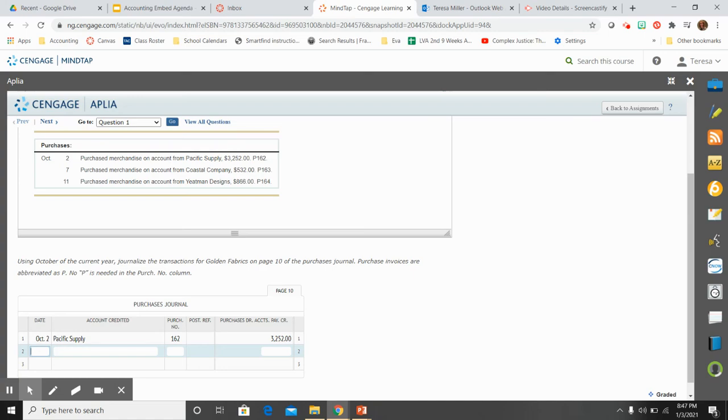Our next transaction is on October 7th. We have purchased merchandise on account from Coastal Company for $532, and that comes on P163. So we're going to put in Coastal Company, purchase invoice number 163. And what I want to point out here is, just to double check yourself and make sure you're not missing anything, always look to make sure these are going in chronological order. You should never have a missing number or a break in the sequence. Okay, so then the amount is $532.